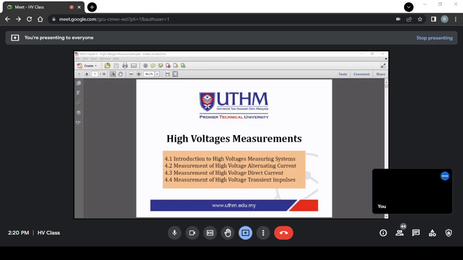Other than that, as you can see here, we need to test high voltage equipment. That's why we need to measure the high voltage, because we need to test all the high voltage equipment, circuits, and power system devices, so that we can apply the right voltage for the right device, so that we don't destroy the device.